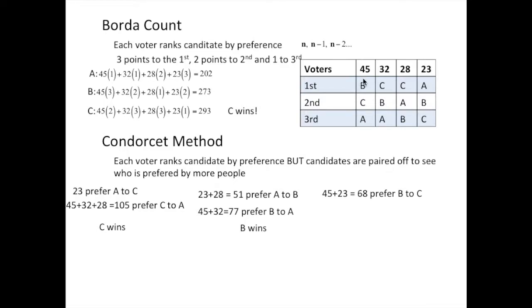For B, we have B wins here and B wins here. So 45 plus 23 prefer B to C, which is 68. Then, who prefers C to B? Well, 32 plus 28, which is 60 people prefer C to B. More people prefer B to C.